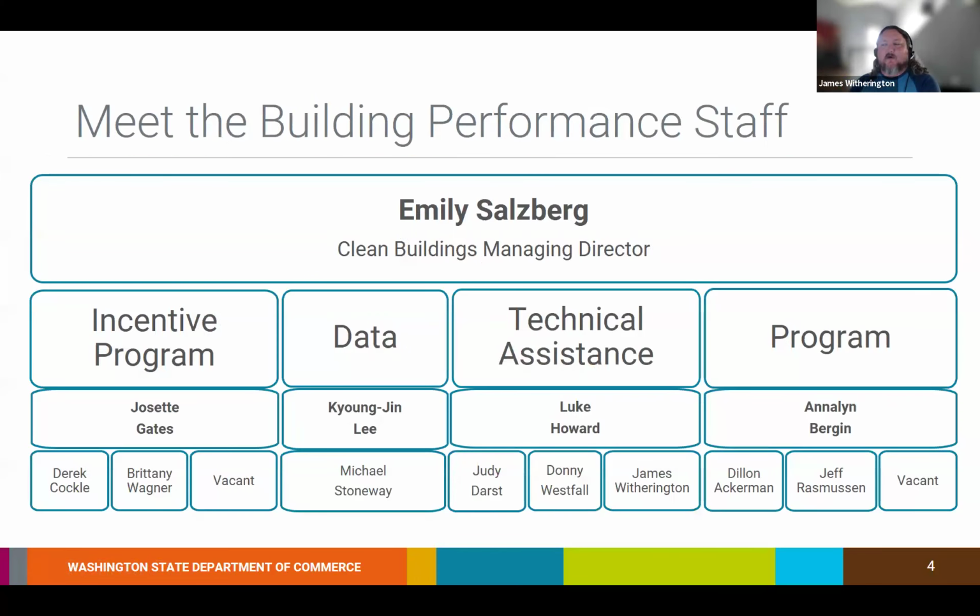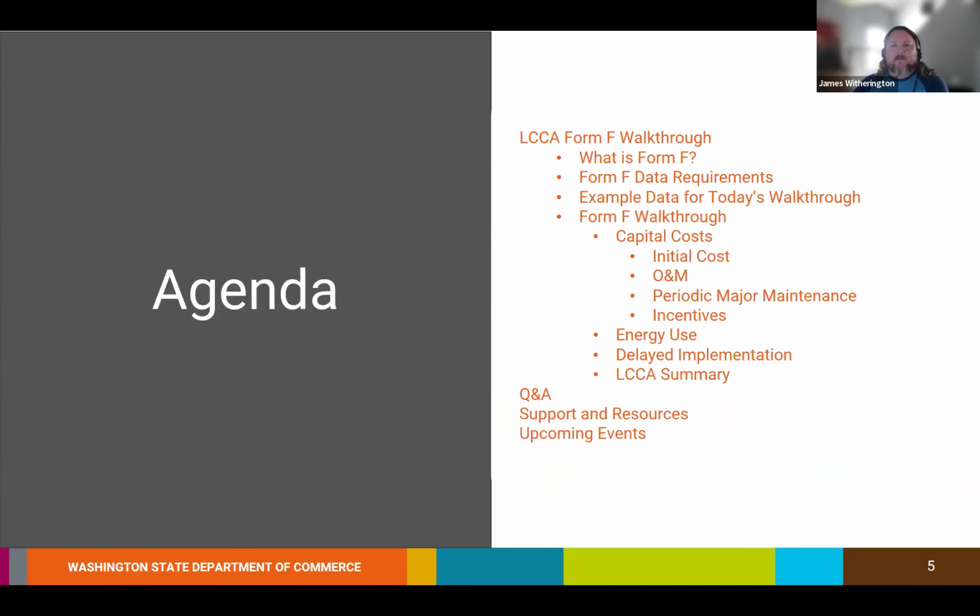This is a general overview of the Commerce staff and our staffing plan here. And if anyone here has worked with Commerce over the last several years, you'll recognize that there have been a lot of new additions, myself included. And so this is just a general view of what the staffing plan looks like currently. Next slide, please.